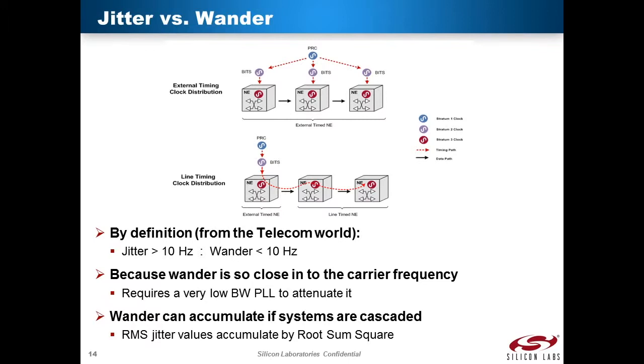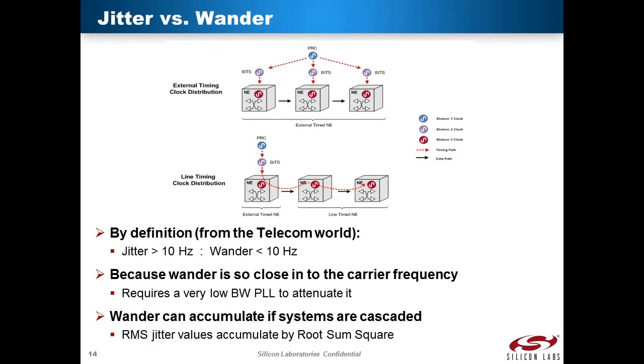As will be seen later in the PLL section of this presentation, it takes a very low bandwidth PLL to attenuate wander. In most systems, wander is not an issue because the system PLLs can easily track low frequency wander, enabling them to wander together.